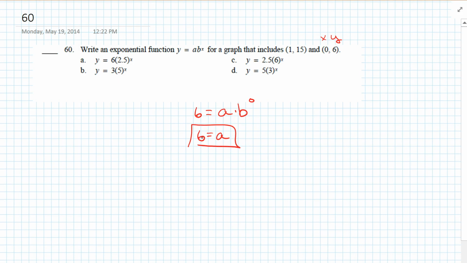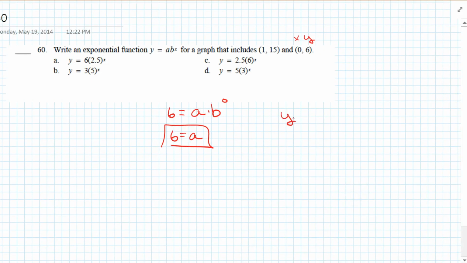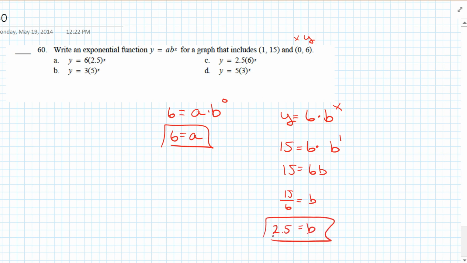Alright, that's good to know. Now plug in the other one with our a variable. So now it's y equals 6 times b to the x. Well, we know x is 1, y is 15. So I got 15 equals 6 times b to the first power. So 15 equals 6b. Divide each side by 6. So we get 15 over 6 equals b. So that's going to be 2.5 is our b value. Well, now I can go and say y equals 6 times 2.5 to the x power. Answer is A.